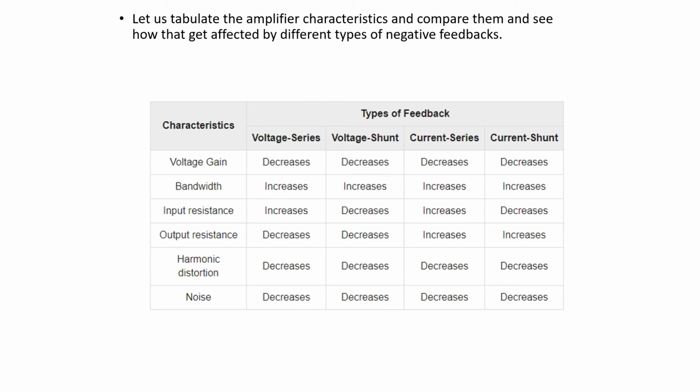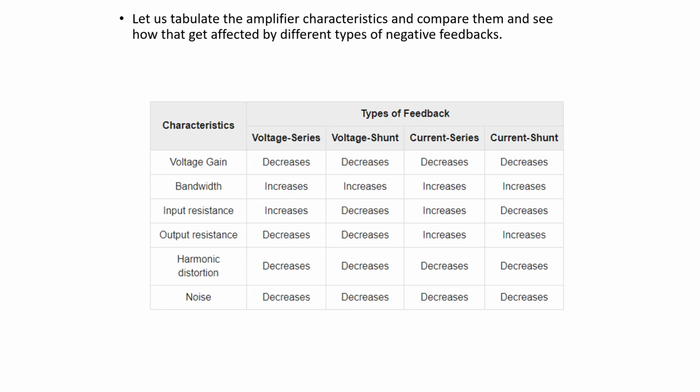Now see, this is a tabular format that represents how the different connections differ and how similar they are to each other. Similarities and differences will both be reflected in this chart. The characteristics we are going to see here are voltage gain, bandwidth, input resistance, output resistance, whether the harmonic distortion is decreased or increased, and then noise factor. Now here you will see voltage gain. For voltage series, it is decreased. Same, it is decreased for voltage shunt, and for current series, same, it is decreased. Current shunt also it is decreased, so it is a similarity between all these connectivities for voltage gain.